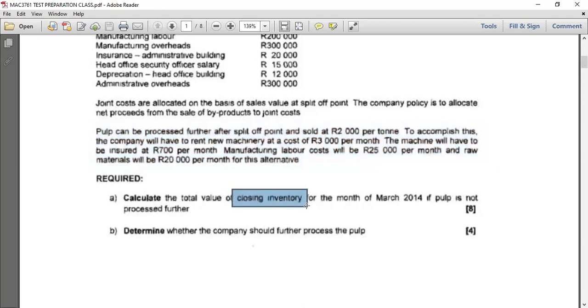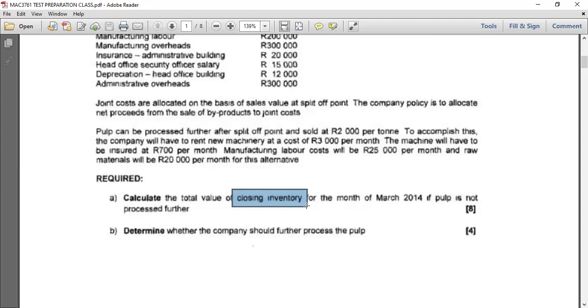When they want closing inventory, you should know what it is that I normally use to calculate my closing inventory. For you to calculate closing inventory, you need to know how many units are in inventory, and you need to know what is the cost per unit. Those are the 2 things that determine the value of inventory: the number of units and the cost per unit.